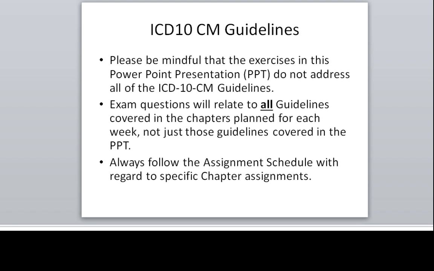Once again, be mindful the exercises in this PowerPoint do not address all of the guidelines. Exam questions can relate to all the guidelines. Follow the assignment schedule with regard to specific assignments. Post any questions you have in discussion board along with the path that you attempted to find this code, and I'll be glad to help you.